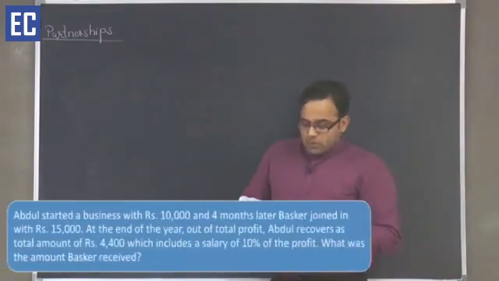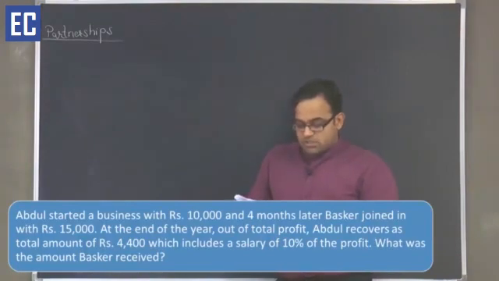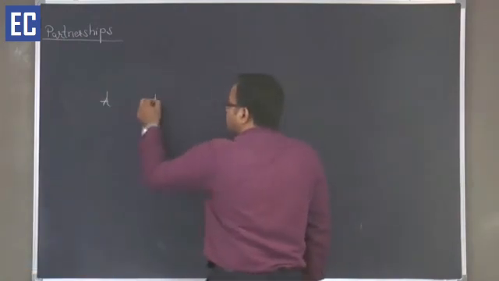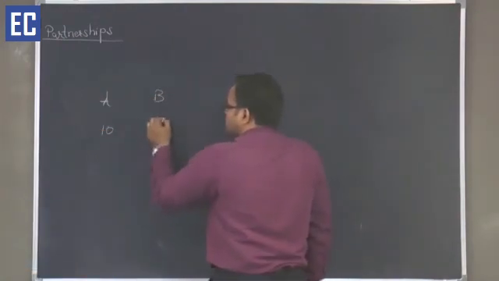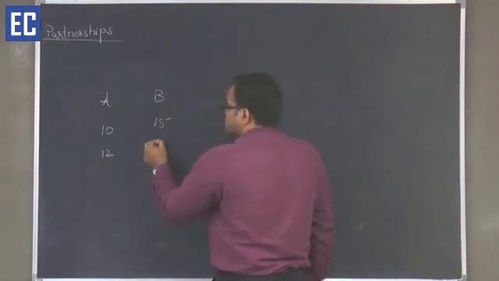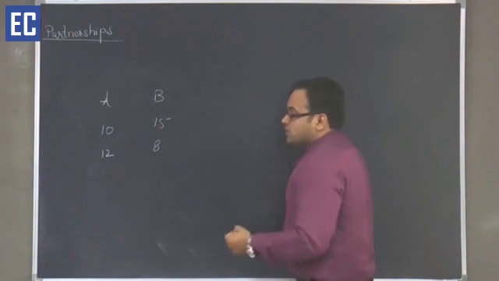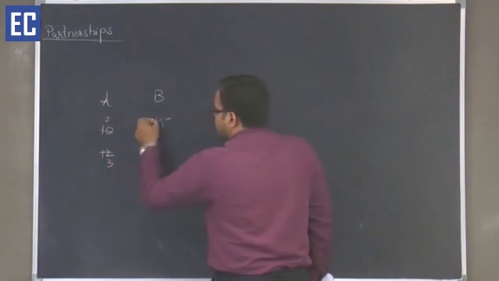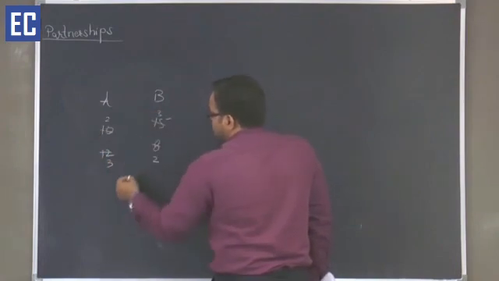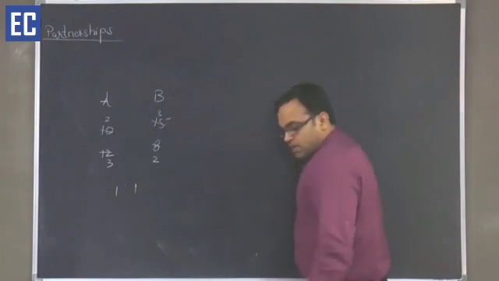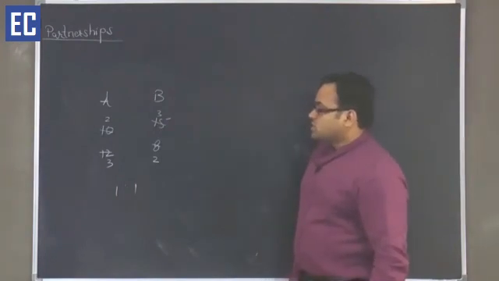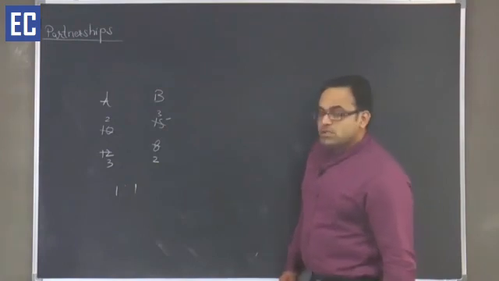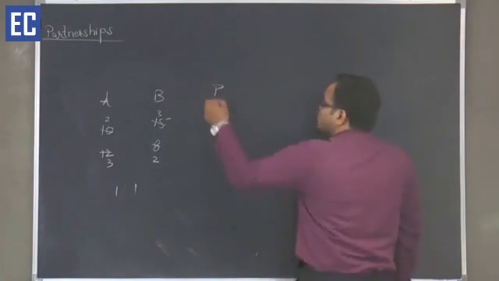Next question. Abdul started a business with 10,000 and after 4 months Bhaskar joined him with 15,000. So now we have got two people, A and B. He is starting with 10,000, Bhaskar joins with 15. He is invested for 12 months, he is invested for only 8 months. So the ratio of the profit will be 4 3s are 12, 4 2s are 8, 5 2s are 10, 5 3s are 15, 2 3 and 3 2. So this becomes 1:1. If it becomes 1:1, then 1:1 is the ratio in which the profit will be distributed between these two gentlemen.